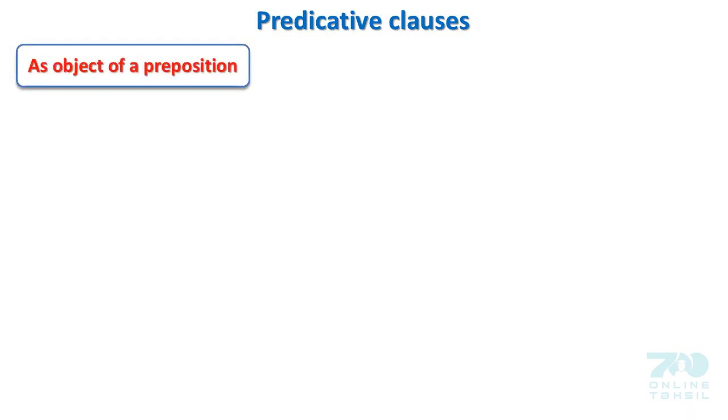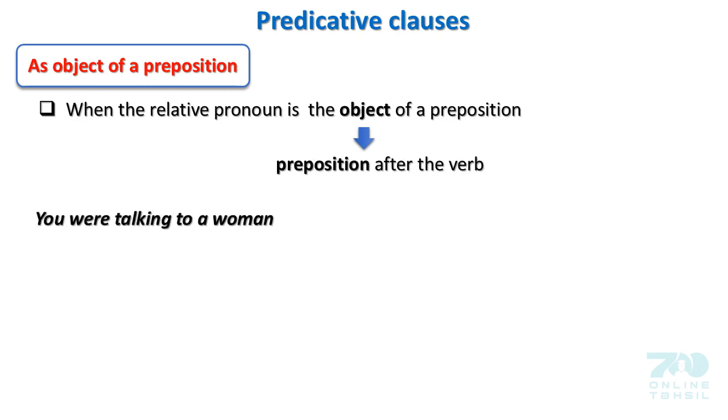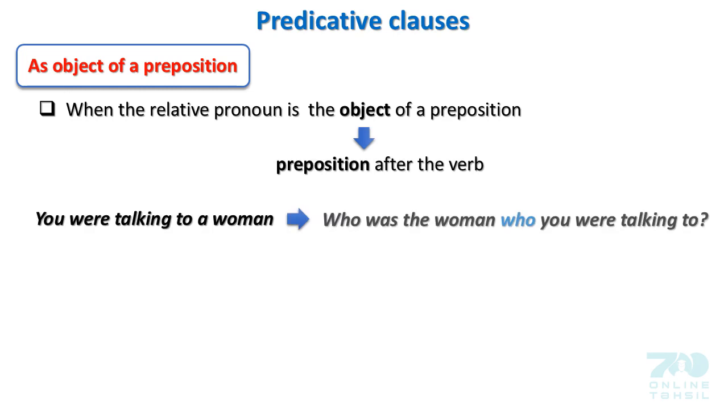As object of a preposition. When the relative pronoun is the object of a preposition, we usually put the preposition after the verb. You were talking to a woman. Who was the woman who you were talking to?